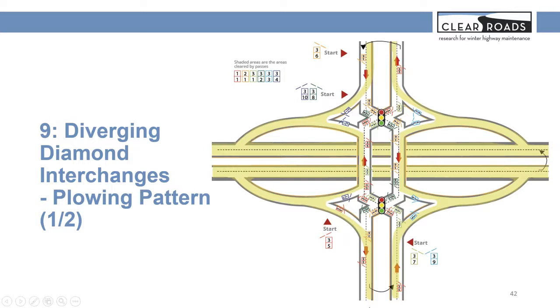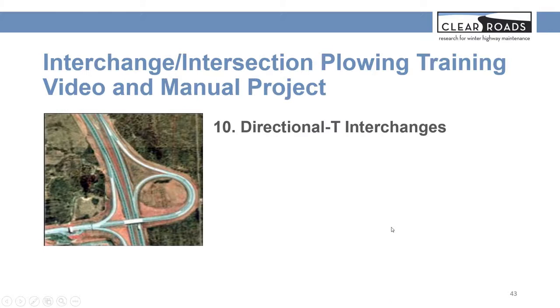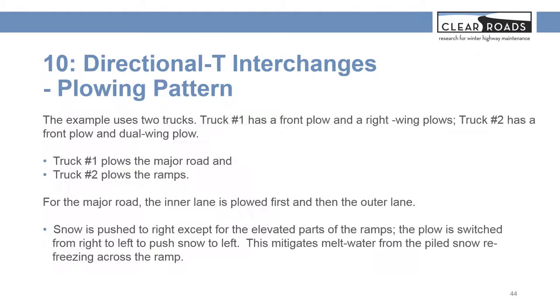I mean, this is a very complex configuration. And the last one is the directional T interchange. Compared to the DDI, this will be much easier. So we have 2 tracks in this best practice example. Track 1 handles major roads, and track 2 handles the ramps.